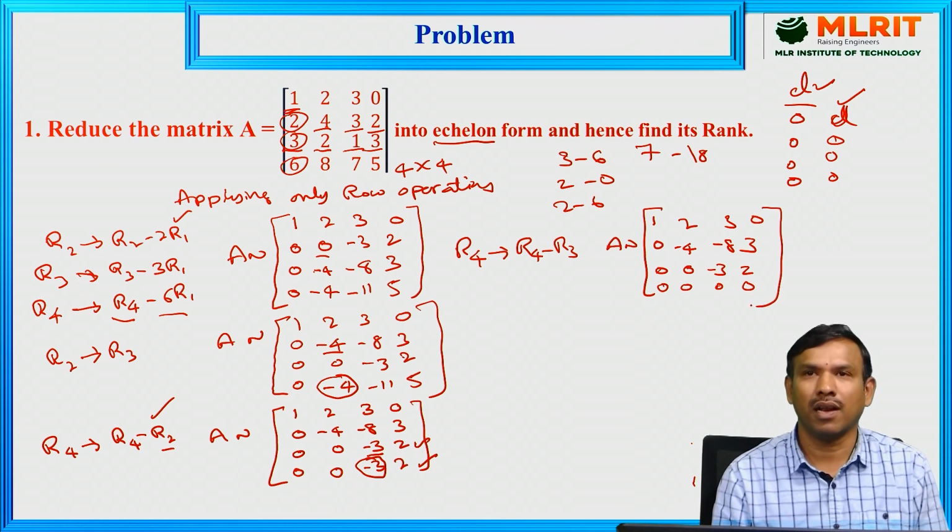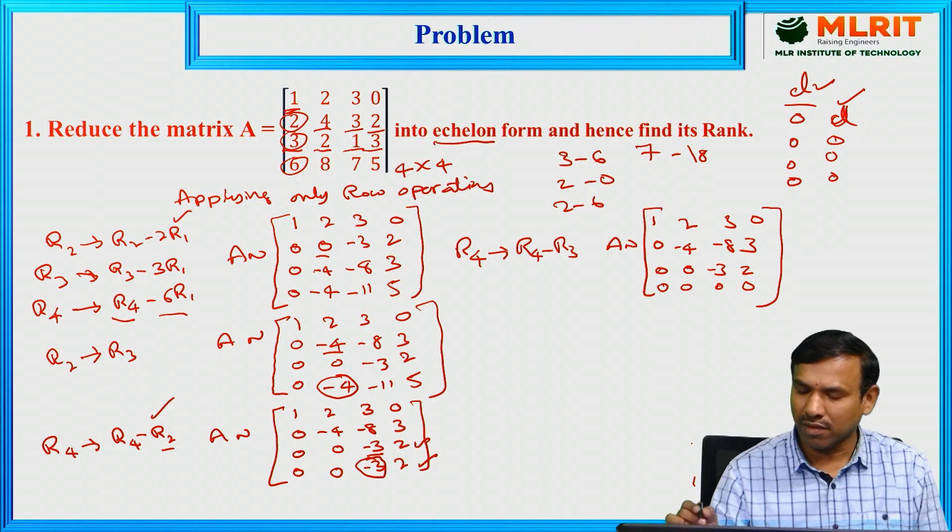Right? Now, further, can we make any non-zero entries 0? No, we can't do that. Because if you try to make the R3 element 0, the R1 elements and R2 elements will come down. Again, zeros will become non-zeros. That's why further we can't make it 0.